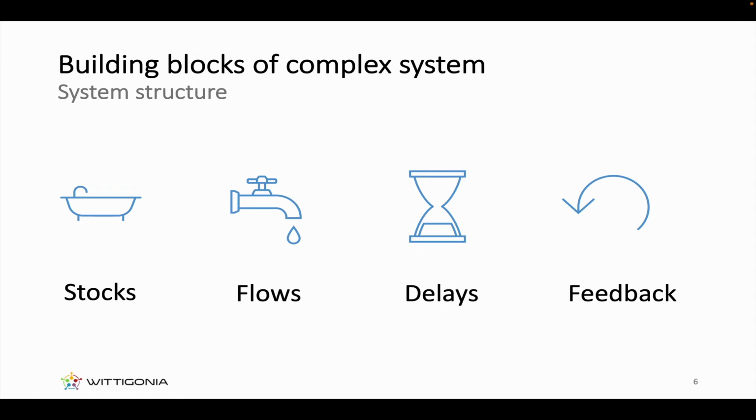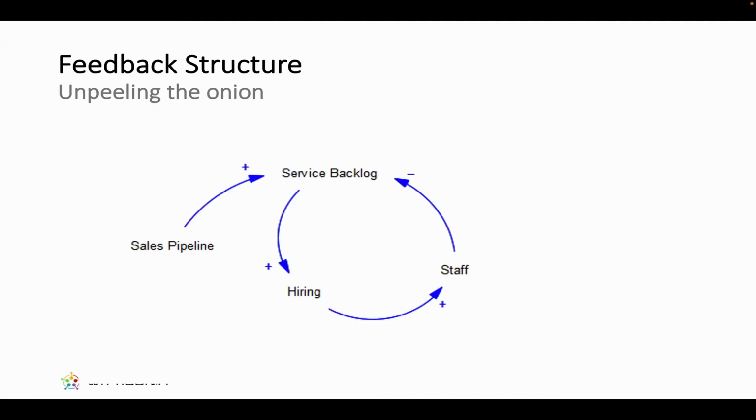And of course, there are some feedback loops. And this is the most interesting part about this dynamic simulation. So here is a basic feedback loop, which is the underlying feedback loop or very high level feedback structure of this system. We have our service backlog that we try to manage, and the service backlog is depending on the sales pipeline. So the more our colleagues are selling, the more service we have to deliver.